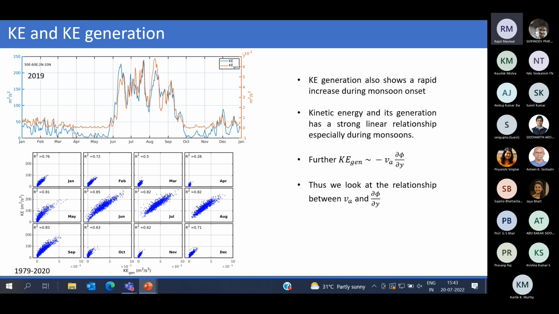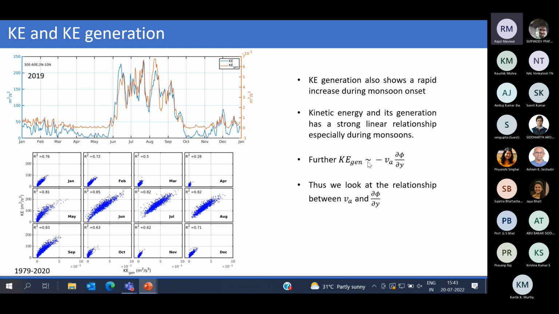We can see this blue curve showing the kinetic energy rapidly increases from almost the end of May to mid-June. And this rapid increase is also seen in the kinetic energy generation. Further, we see that this kinetic energy and kinetic energy generation are highly correlated, and this correlation increases during the monsoon period, which is shown by this scatter plot of different months for all these 42 years from 1979 to 2020.